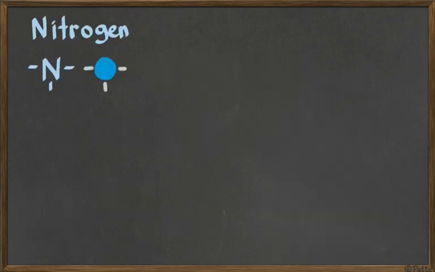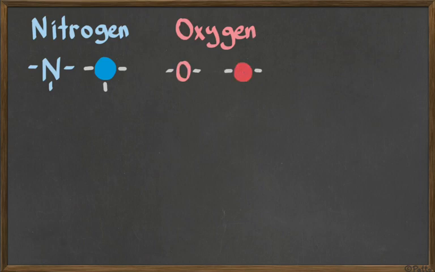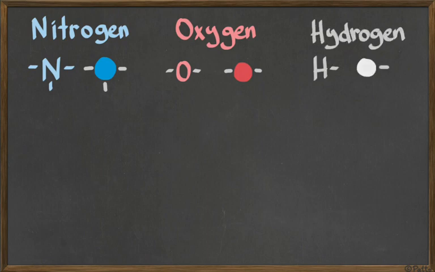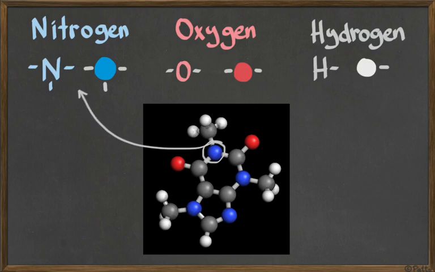Then I'm going to be talking about nitrogen. You saw it before. Nitrogen makes 3 covalent bonds, and nitrogen is going to be represented by a blue ball. Oxygen makes 2 covalent bonds, and is going to be represented by a red ball. And hydrogen makes 1 covalent bond, and is going to be represented by a light gray or white ball. So you have that same compound, and you have nitrogen, oxygen, and hydrogen in there.